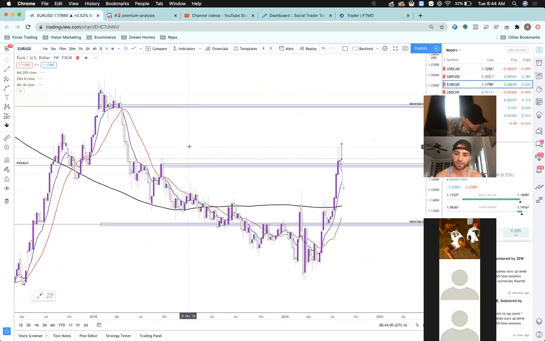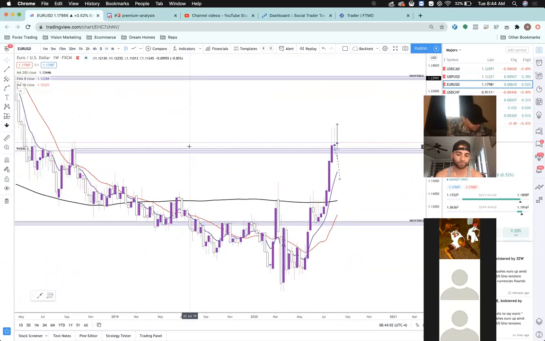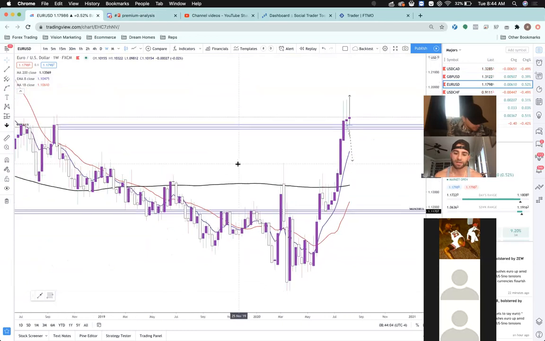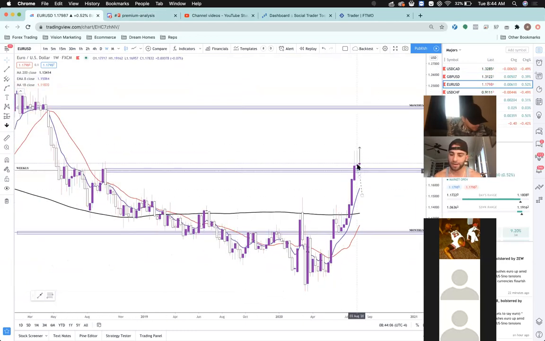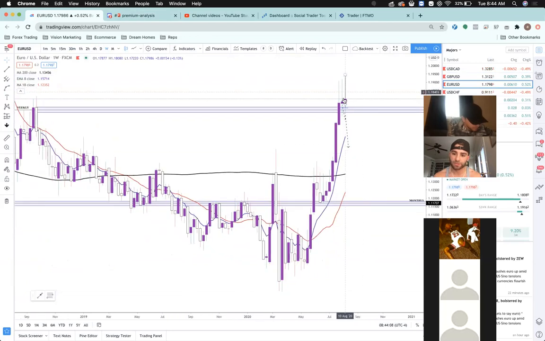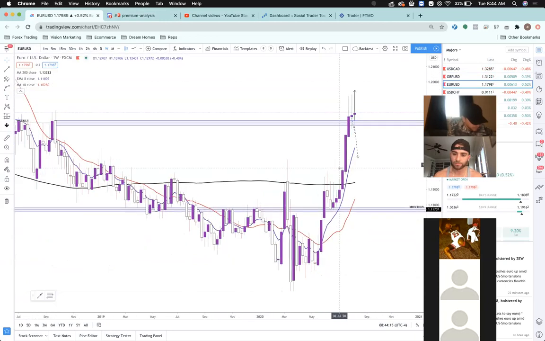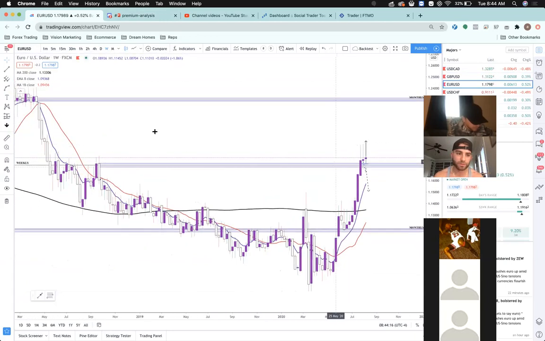Let's go up to the weekly time frame. On the weekly time frame on EU, we're all the way at this point at the top. We've got some exhaustion coming at the top. We've got a doji. We've got exhaustion up here.